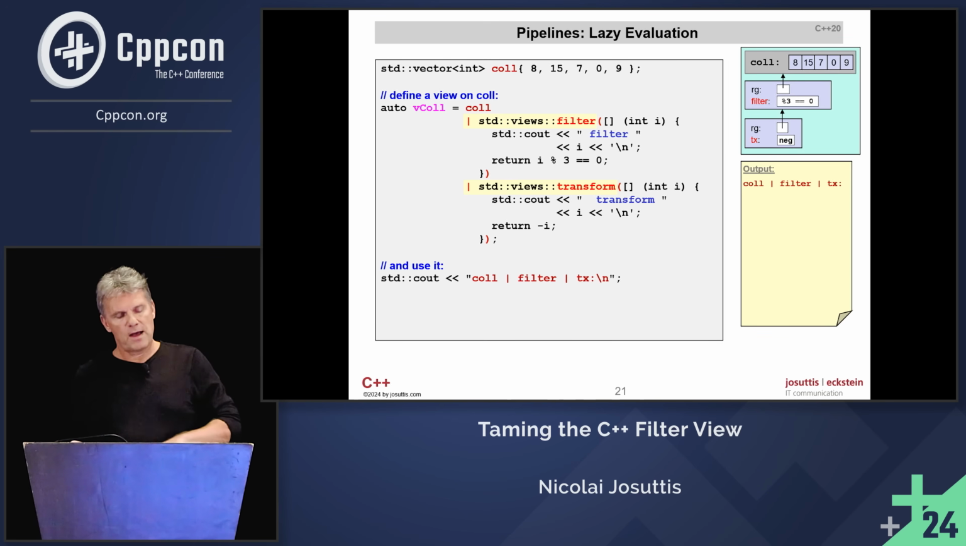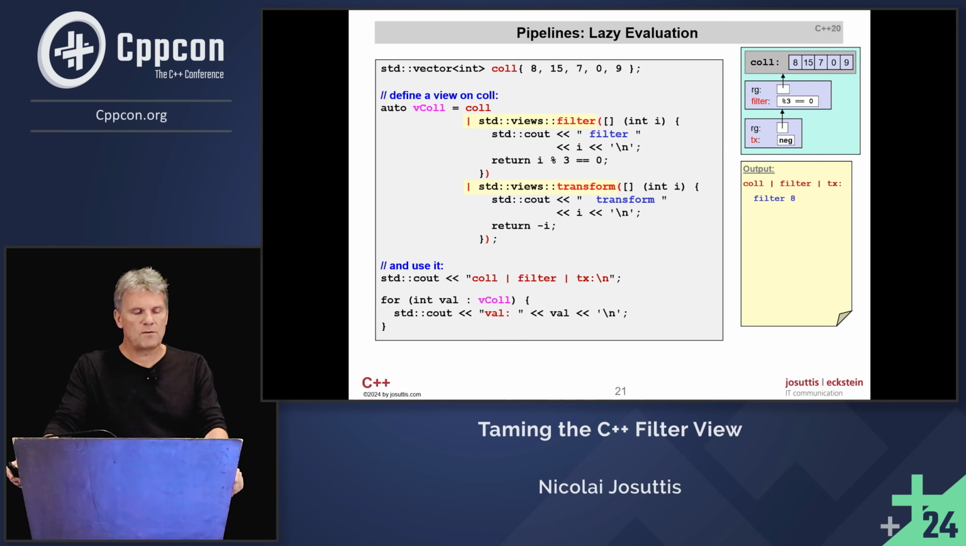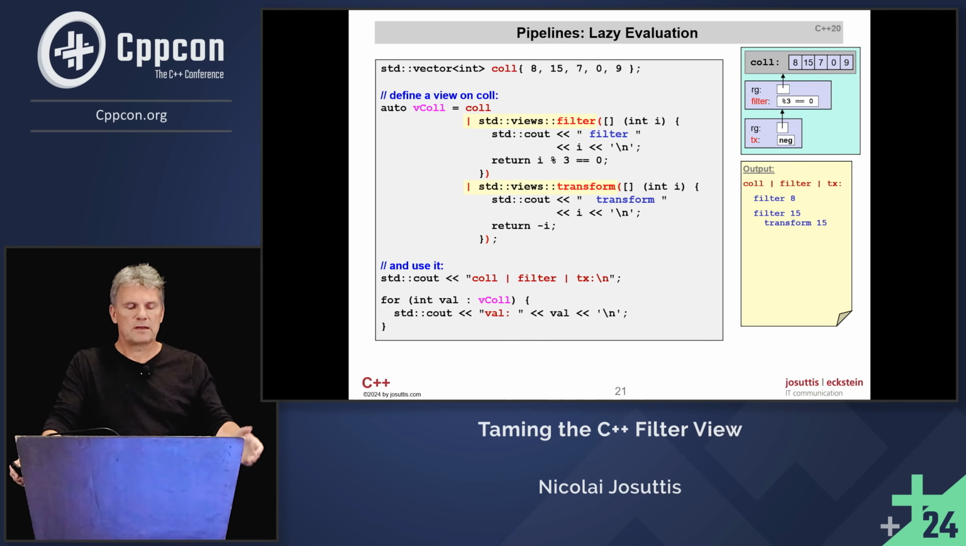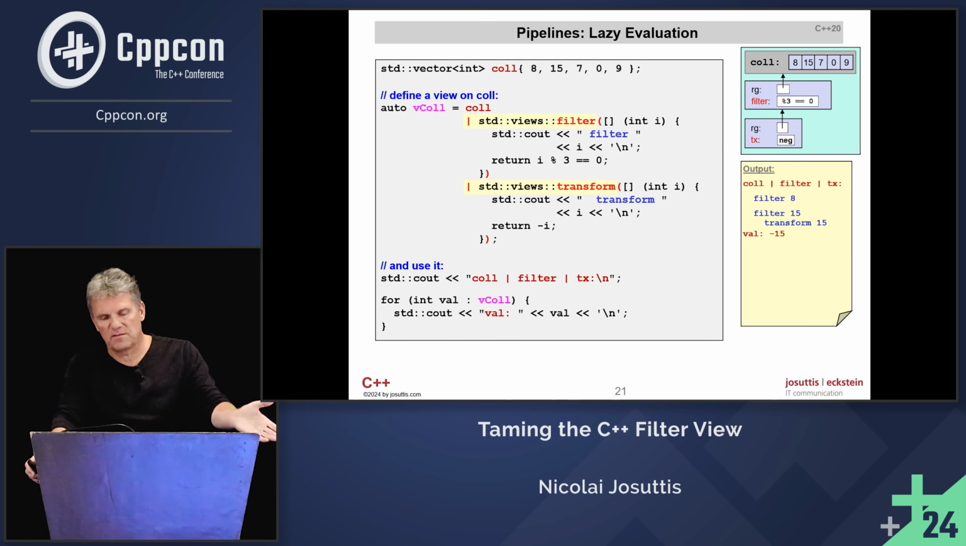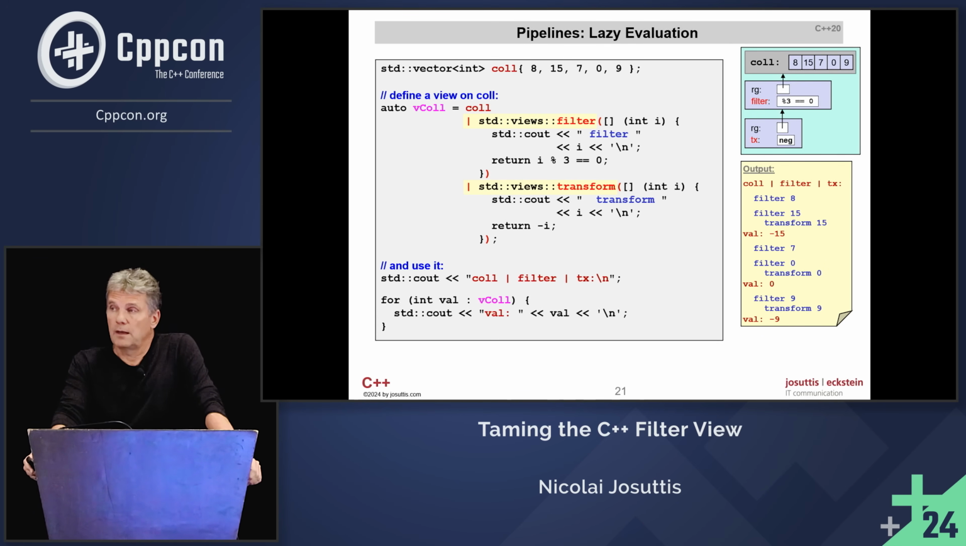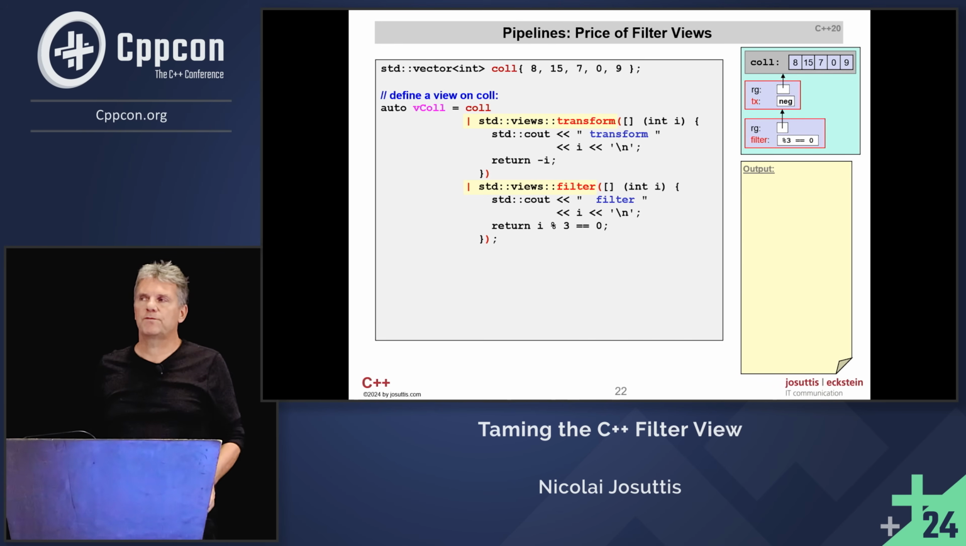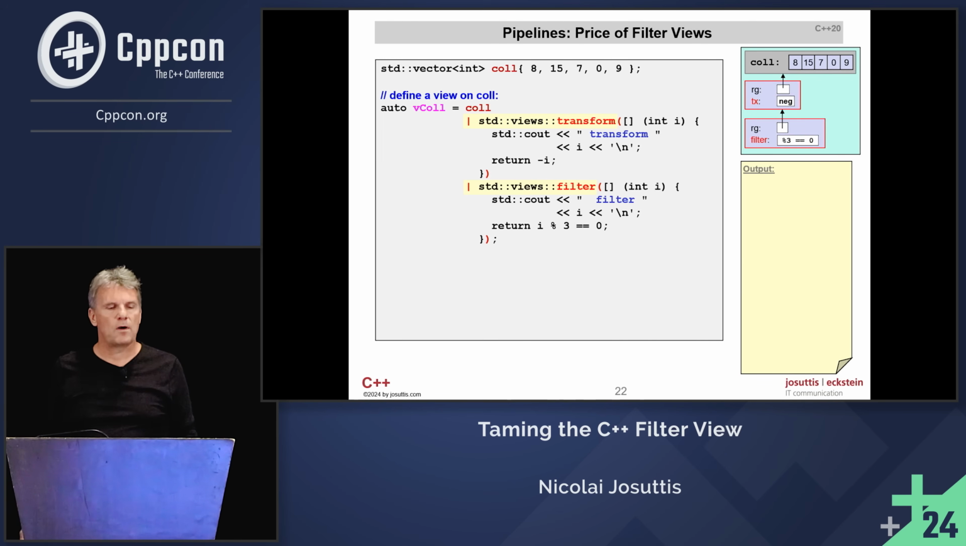You see, so far, this program doesn't print anything. Just when I start to iterate over the elements, you see the filter looks at 8, then it's 15, then it's passed to transform, then we get the value, and so on, and so on. It's interesting. There's a first consequence of this, which is: let's change the order of the filter and the transform.